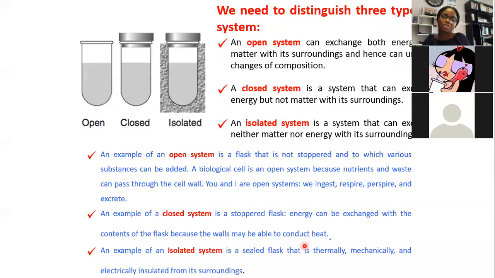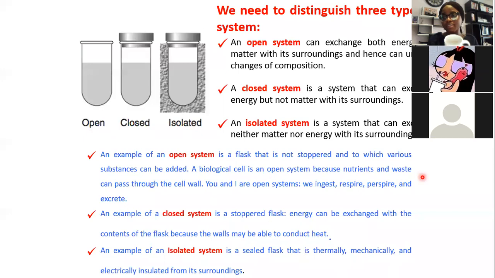Now we need to distinguish three types of system. A system can either be open, like the case of my mug. An open system can exchange both energy and matter with its surroundings, and hence can undergo changes of composition. Now, can you give an adiabatic system? Your insulated thermos flask is an example of an adiabatic system because it doesn't allow the exchange of heat nor the exchange of matter. Anyway, I said this is an open system.